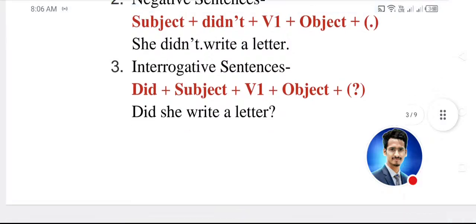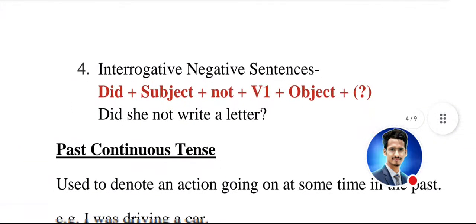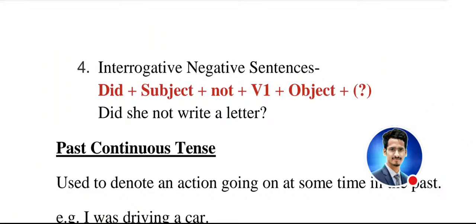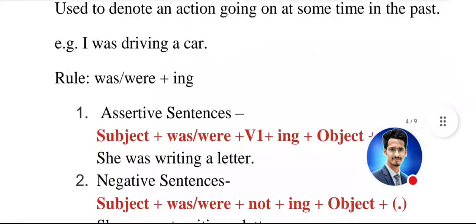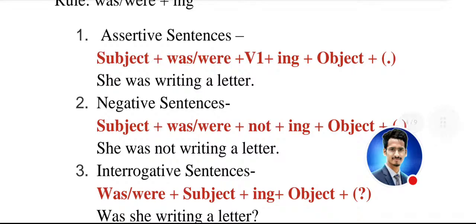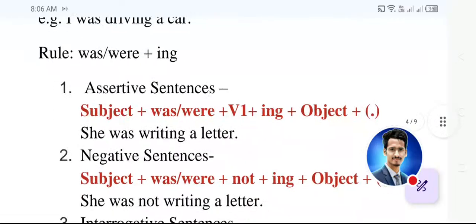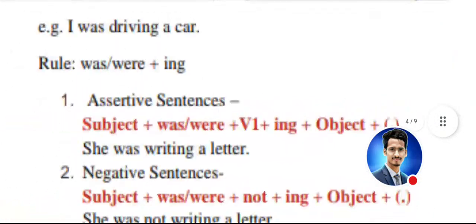Okay, so interrogative, did she write a letter? And interrogative negative, did she not write a letter? Okay, so this is past continuous. You can see was and were are the auxiliary verbs of this sentence, which is past continuous. And if you see continuous anywhere, then it must be ing. Continuous means ing. So here you can see verb plus ing.